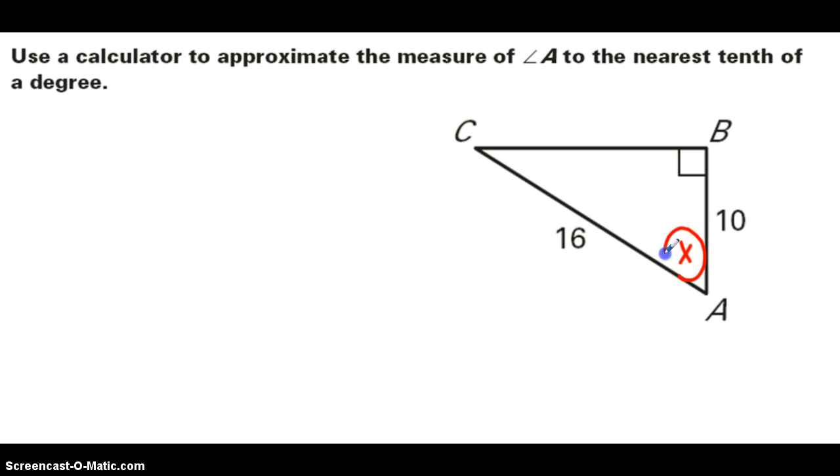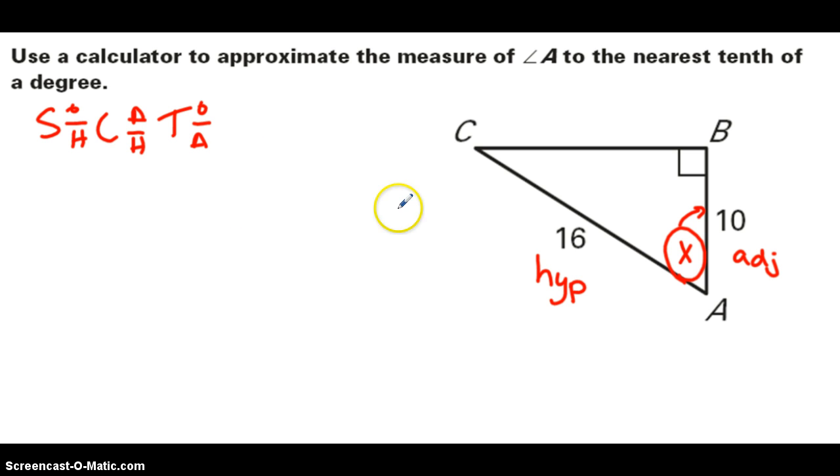Okay, so if I look at the sides that I do have, I know that 16 is the hypotenuse, and 10 would be considered what type of side? Is it the opposite or is it the adjacent? It is the adjacent. Okay. Which trig ratio is a comparison between or using the sides of adjacent and hypotenuse? Think about your SOH CAH TOA, right? Which one should we be using here? Right, that should be the cosine.